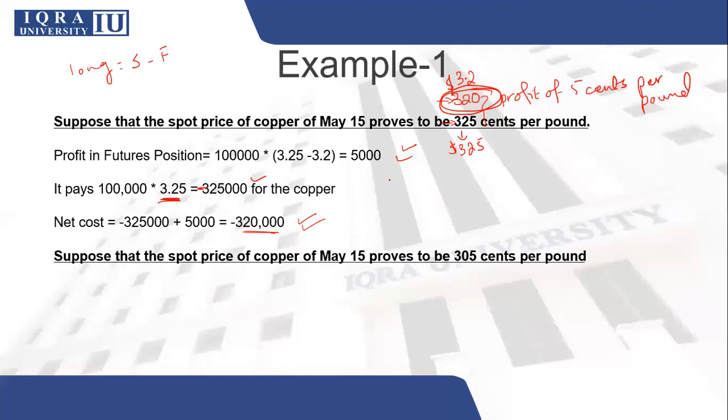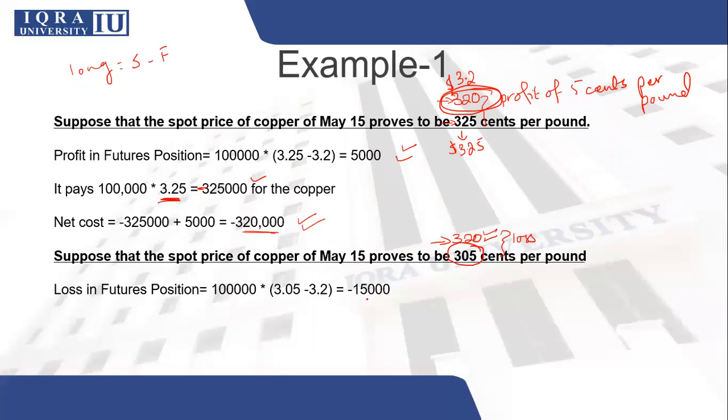So this is exactly what happened in the end. Now, suppose that the spot price of copper on May 15th proves to be 305 cents per pound. Again, think: your contract allows you to purchase it for 320, whereas in the market you can purchase it at 305. So you have to purchase it at the higher price. That means you have made a loss on your futures contract. The loss in the futures position can be calculated this way: you have to purchase it for 3.2, whereas everybody else will be purchasing it for 3.05. That means you've made a loss on your futures, negative $15,000.